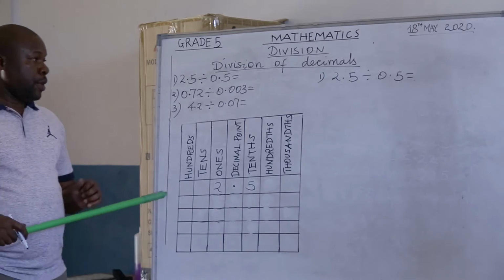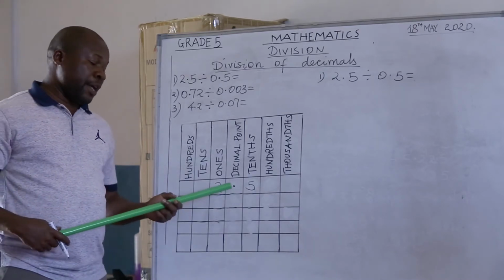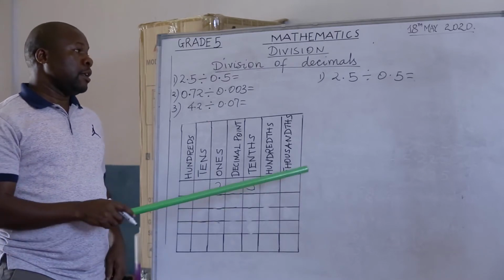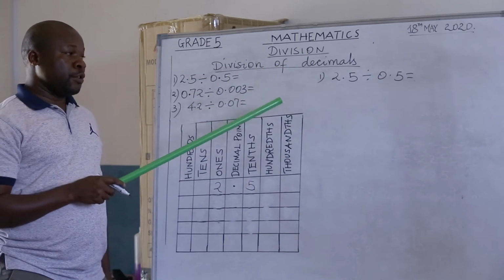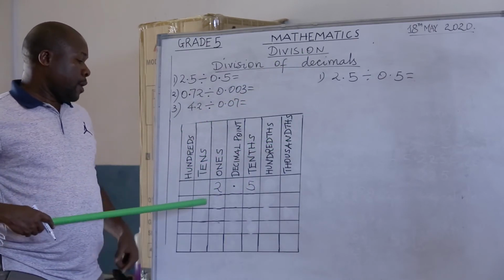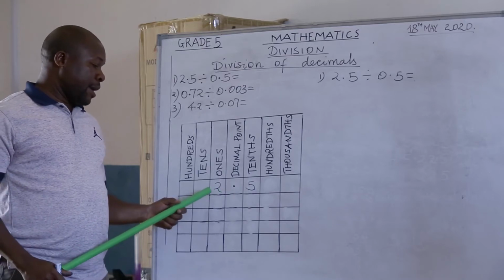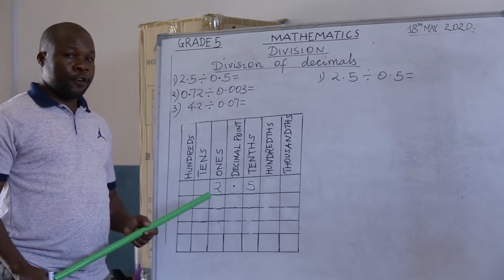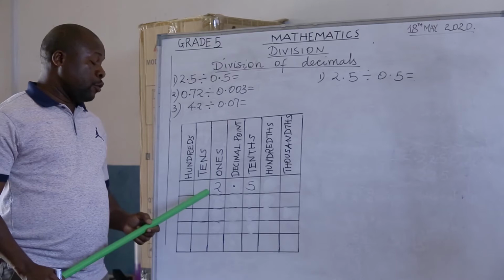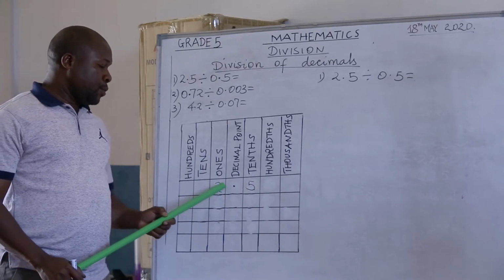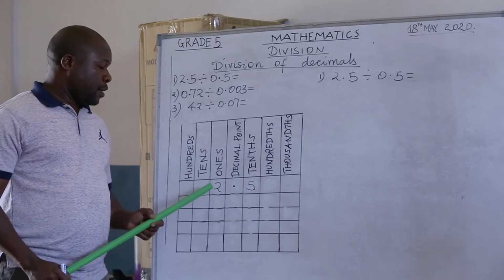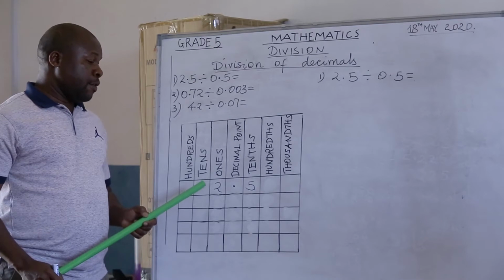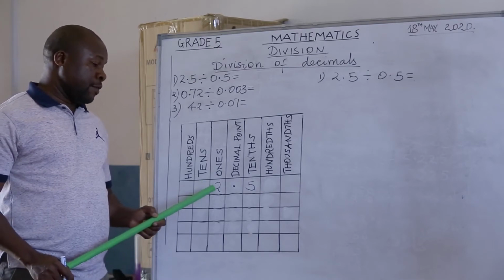Now, as we learned how to read this number in words, reading and writing decimal numbers in words is going to help us to do the division of decimals. Let us read this number together. This number is read as 2.5. Alternatively, we can read this number as 2 and 5 tenths.